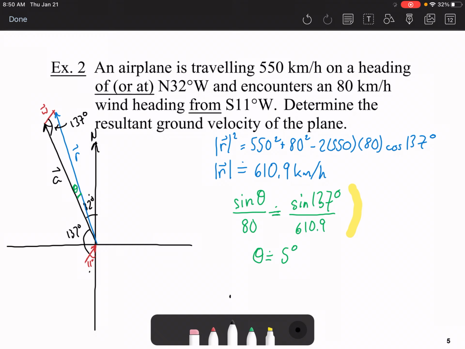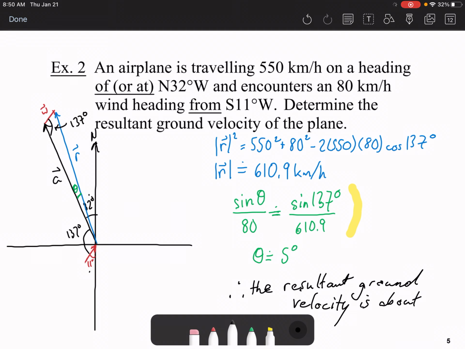So, let's write a concluding statement. Therefore, a resultant ground velocity is about 610.9 kilometers per hour. The direction, because that angle is 5 degrees from 32 degrees, is north 27 degrees west. And there we go. That's how you work out that resultant ground velocity.